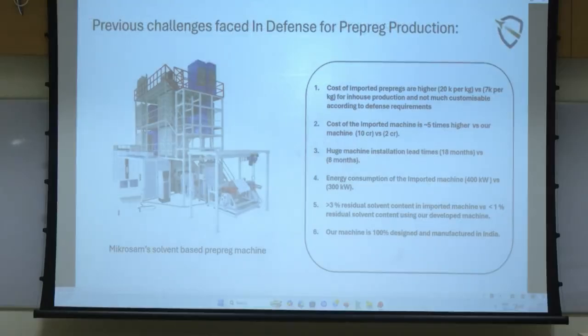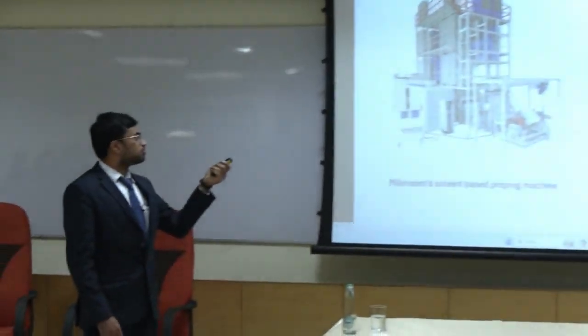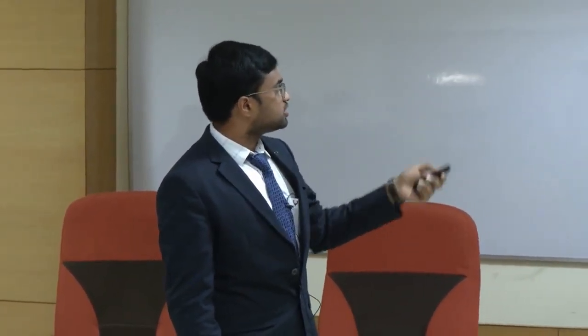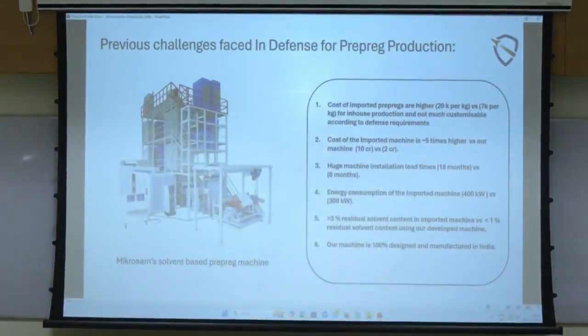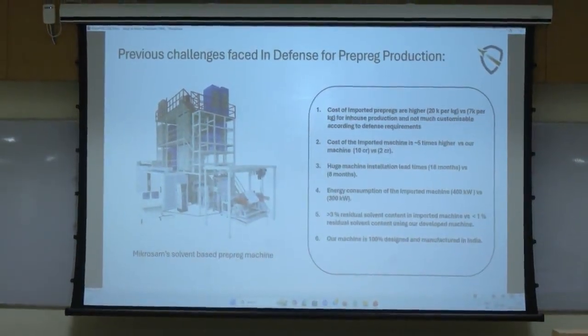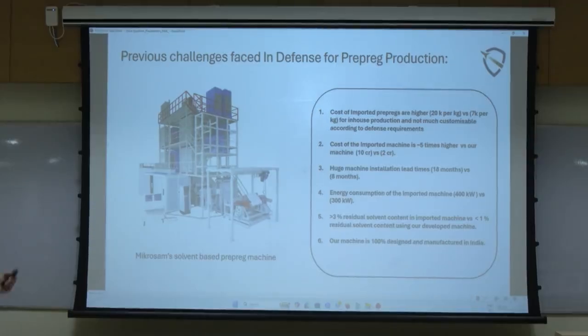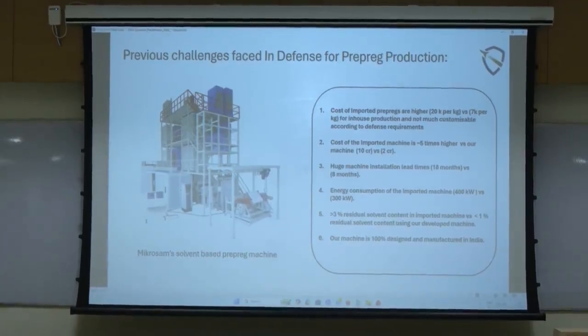The previous challenge faced in defense is that they need raw material to produce these missile structures. They used to import this raw material from Hexcel and a few other companies. The cost was 20,000 rupees per kg. So what we have done is completely design everything from scratch. We developed this machine. Now, the production cost we brought down to 7,000 rupees per kg. The imported machine costs about 10 crores, while our machine was about 2 crores.